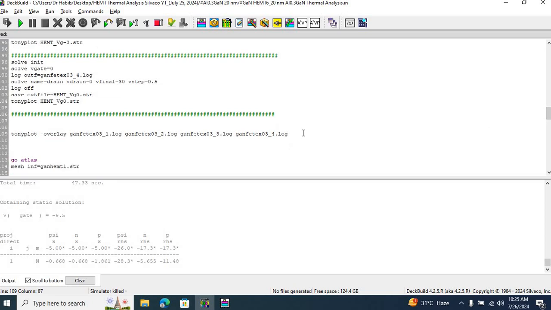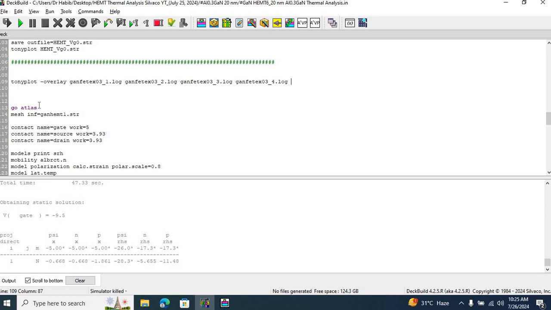So at this point you will see that we would have performed the simulation for the ID versus VGS characteristics, and also ID versus VDS characteristics for the gallium nitride high electron mobility transistor. Now in the third and final module of Atlas Silvaco TCAD, I want to look at the family of drain current characteristic curves with heating, that is with thermal effects.